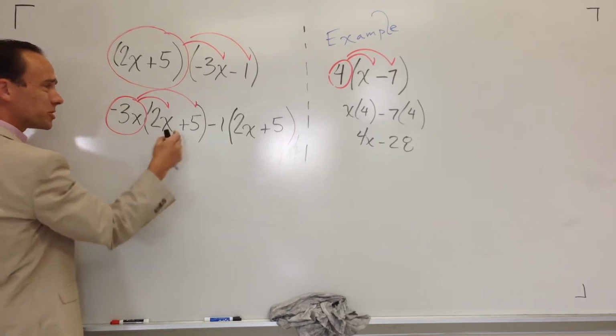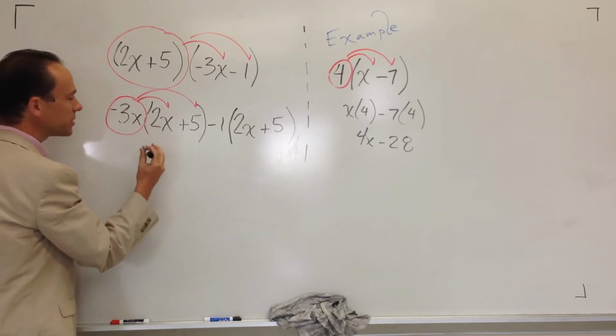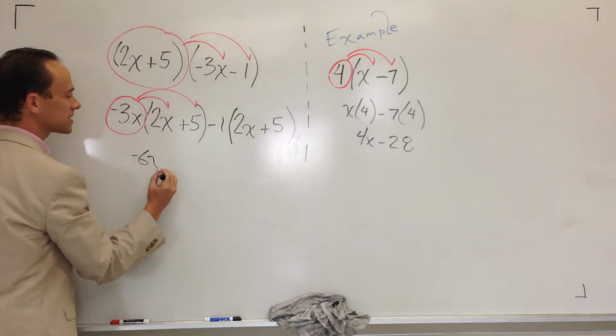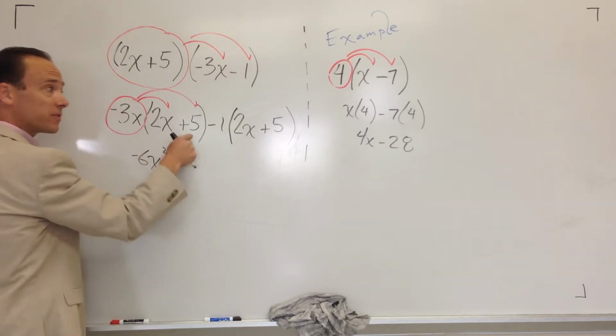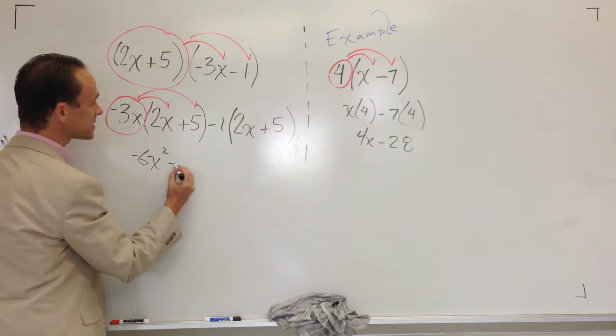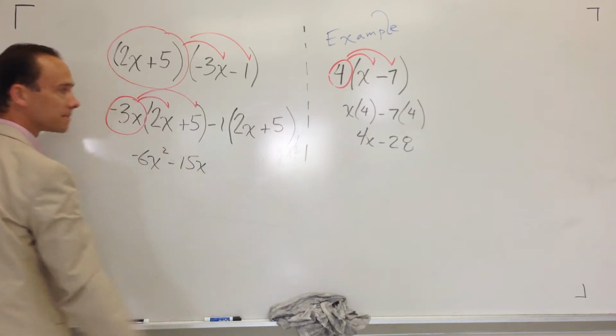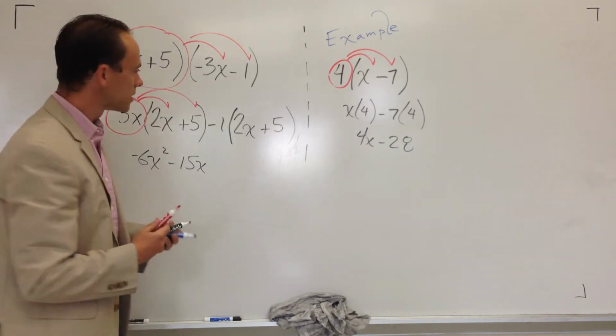All right, so now we're distributing inward. Again, we have negative 3x times 2x is negative 6x squared. Negative 3x times positive 5 is negative 15x. You know that. All right, let's move on.